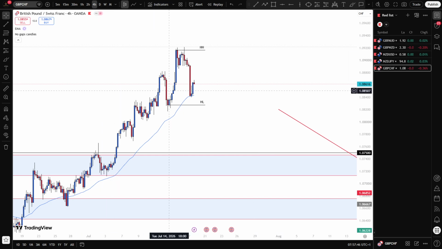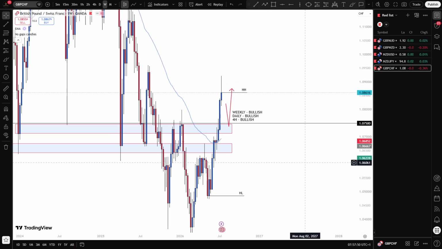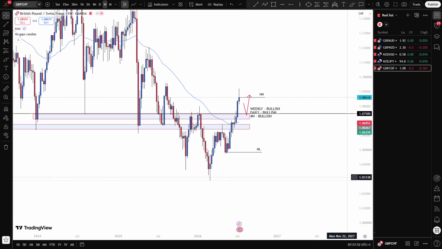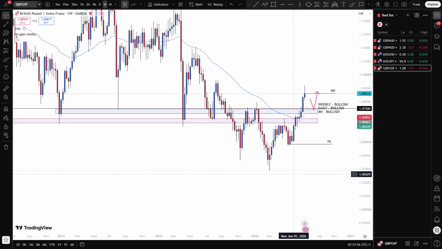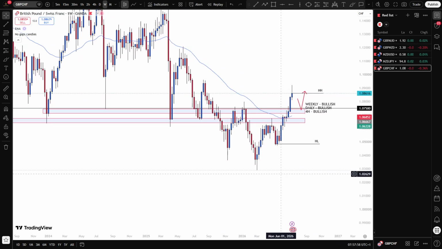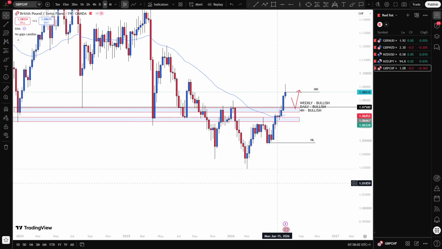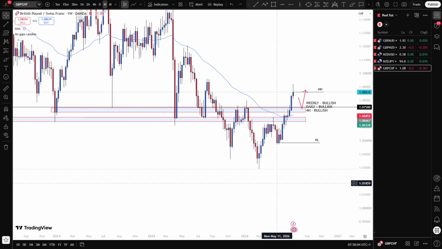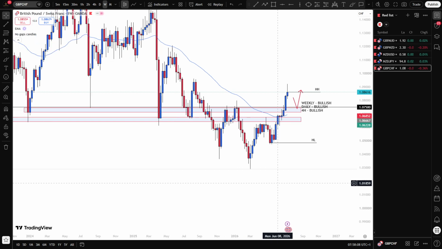So that is that on the pairs for last week. I was unable to get a decent entry last week, so that is why I did not take any trade. This week I'm seeing interesting markets. The markets are setting up this week for good entries that will give me a very good 1:3 minimum.